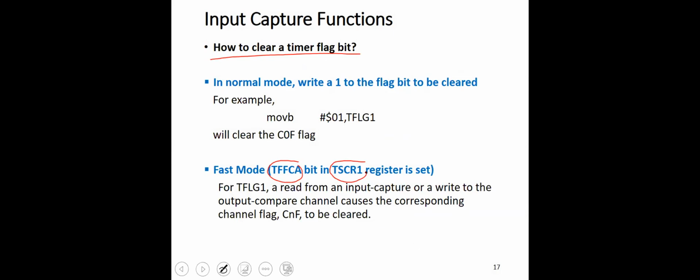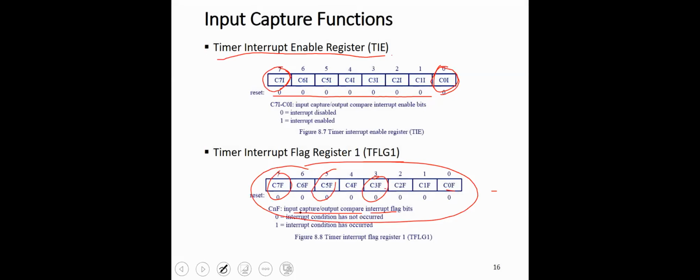So what is this mode? Basically, any of these flags is cleared if you read the capture register of the corresponding channel. In this mode, a read from an input capture or a write to the output compare channel causes the corresponding flag to clear, which is CNF, where N is from 0 to 7.